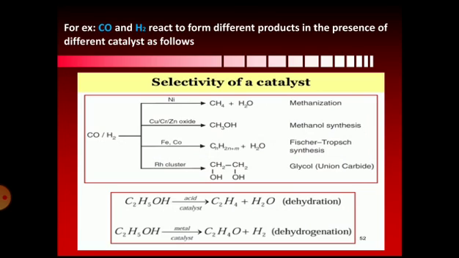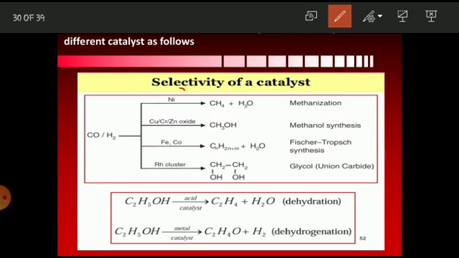So let us see these various reactions using different catalysts. When carbon monoxide and hydrogen react with each other in the presence of a nickel catalyst, the first catalyst we are using, then we get methane as the main product and water as a byproduct. So that is called methanation. When carbon monoxide reacts with hydrogen in the presence of a nickel catalyst, it gives methane as a major product.